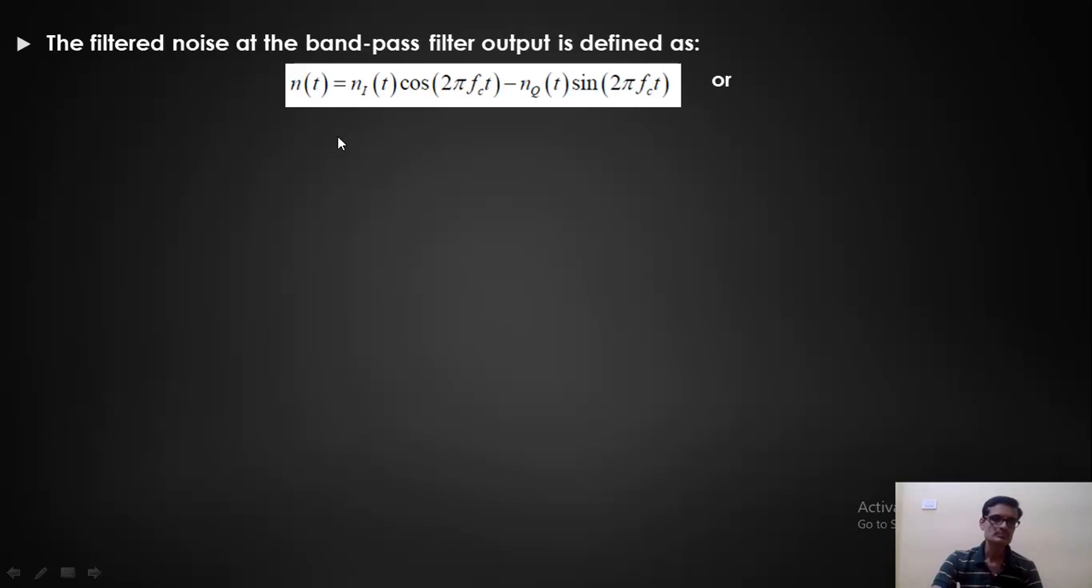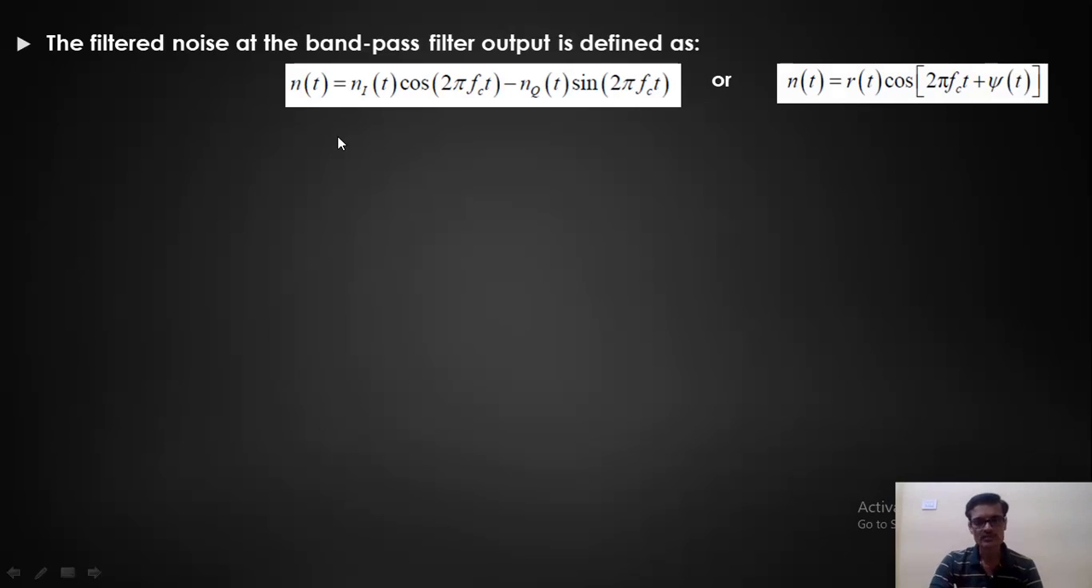Now, in another way, I can represent the same n of t in the form of an envelope or magnitude and a phase or angle term, that is psi of t. r of t cos of 2 pi fct plus psi of t is the equivalent representation of the noise component, that is n of t, at the output of the band pass filter. Now what is r of t? It is nothing but the envelope. You can say r of t is the envelope of the noise signal. Psi of t is nothing but the angle.